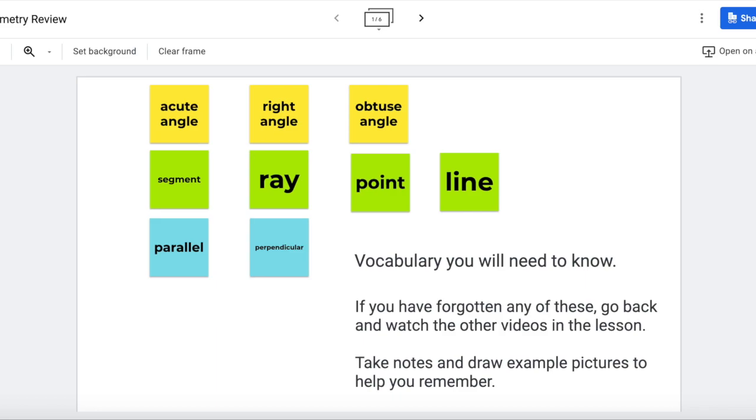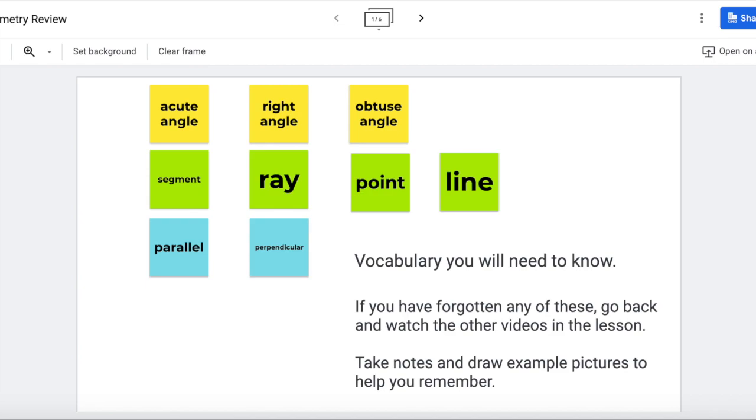Hi kiddos! Today we're wrapping up our geometry unit, and so there are several videos in this lesson to help you review the different geometry ideas we've learned about. And then in this assignment, we're going to show what we know and see how we're doing.